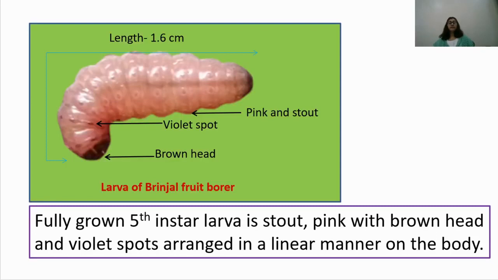This is the picture of fully grown 5th instar larva, which is 1.6 cm in length. It is stout, pink with brown head, and violet spots are arranged in a linear manner on the body.